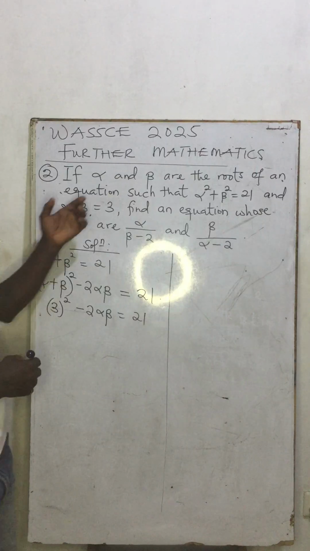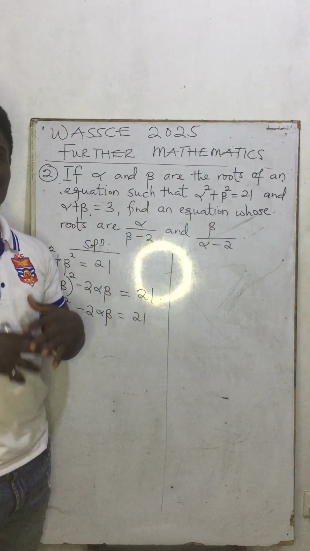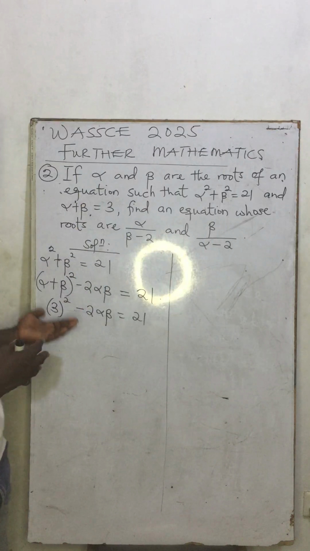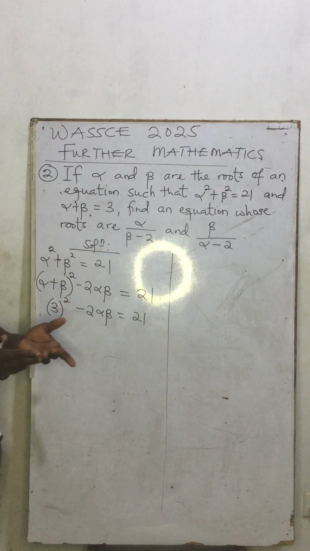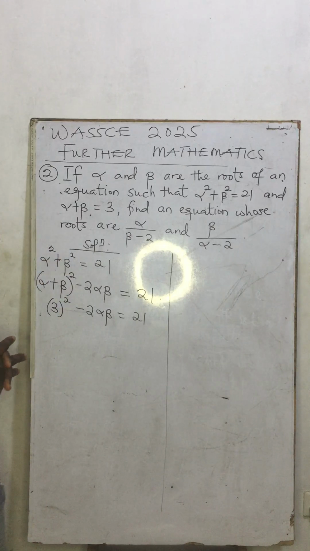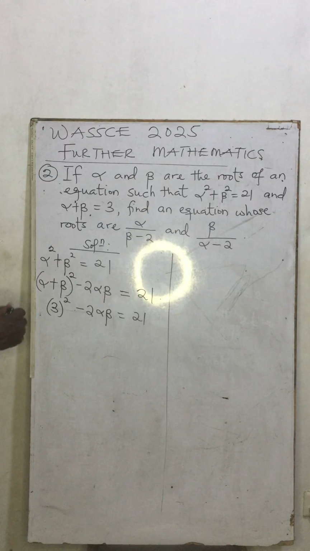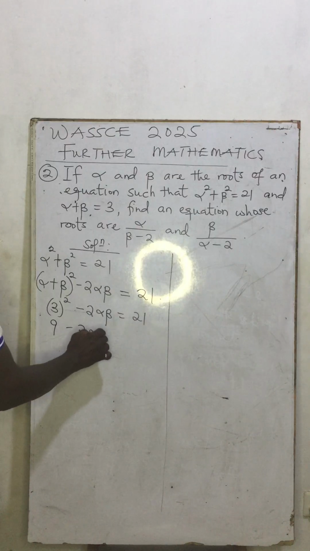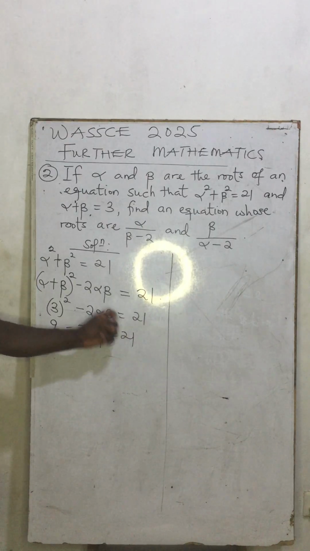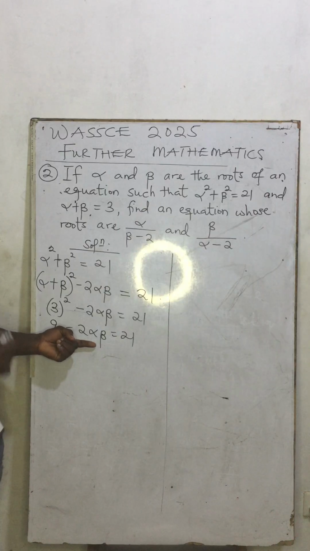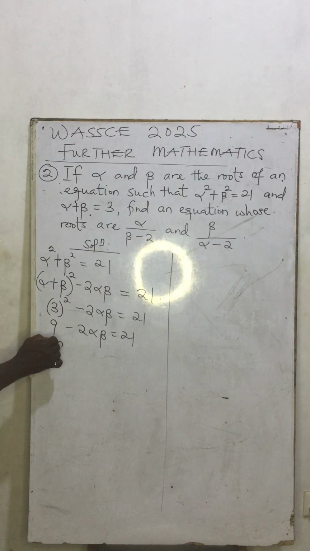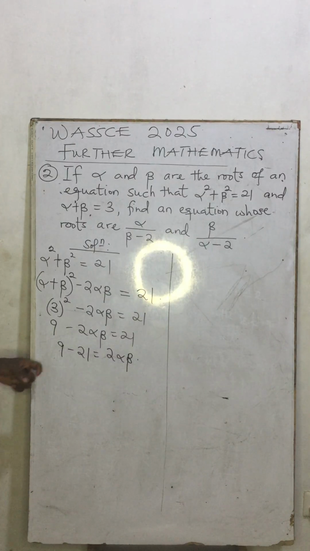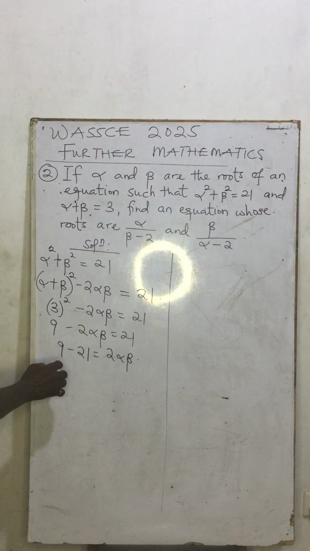Now if you check the question, in an equation you have to know the sum of roots and you have to know the product of roots, but here they give us the sum of roots, so we are yet to determine the product of roots for alpha and beta. So we have to make alpha beta the subject. 3 squared is just 9 minus 2 alpha beta equals 21. We bring 21 to the left hand side, we send negative 2 alpha beta to the right hand side, so we have 9 minus 21 equals 2 alpha beta.